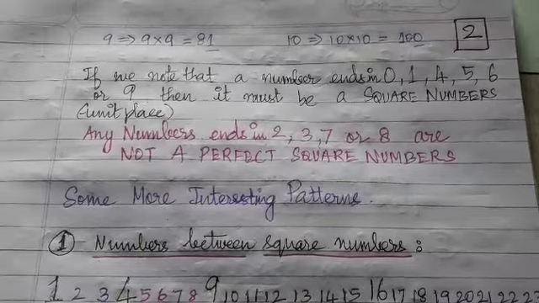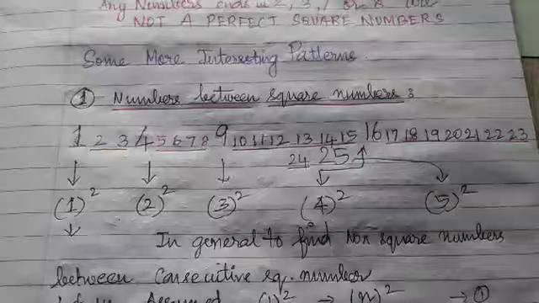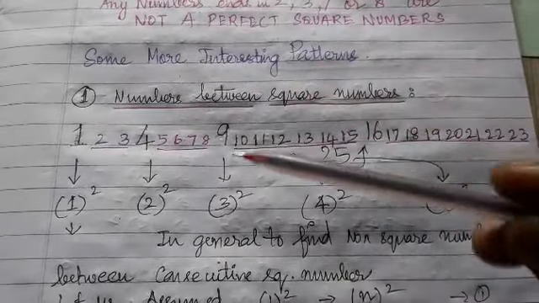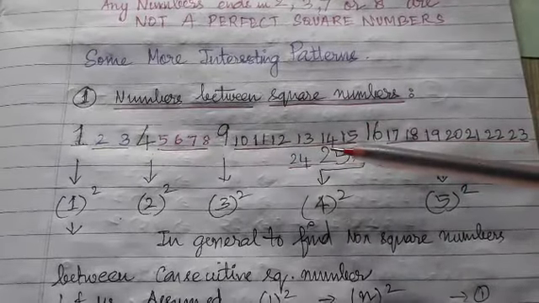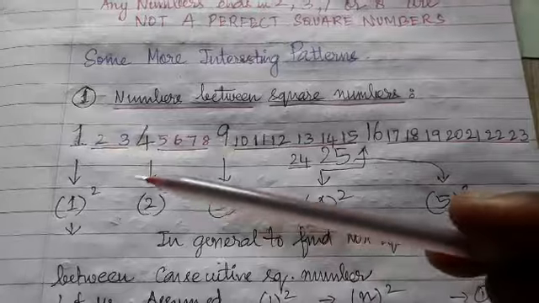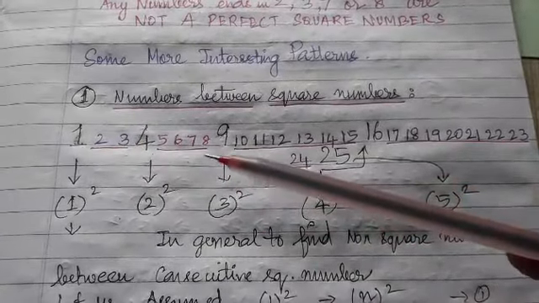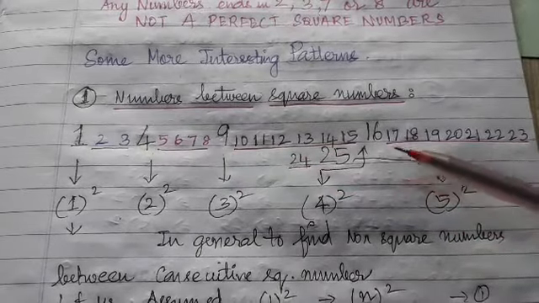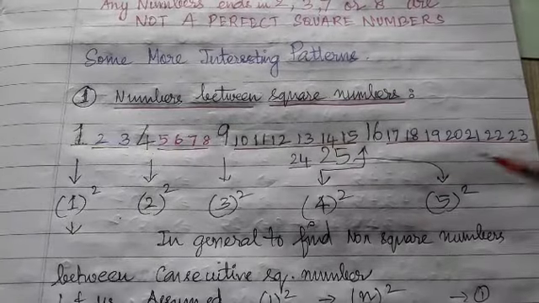Then we will go for some more interesting patterns in square numbers. What is that? First one, numbers between square numbers. How to find the numbers between perfect square numbers? So I have written some numbers here: 1, 2, 3, 4, 5, 6, 7, 8, 9, 10, 11, 12, 13, 14, 15, 16, 17, 18, 19, 20, 21, 22, 23, 24, 25.